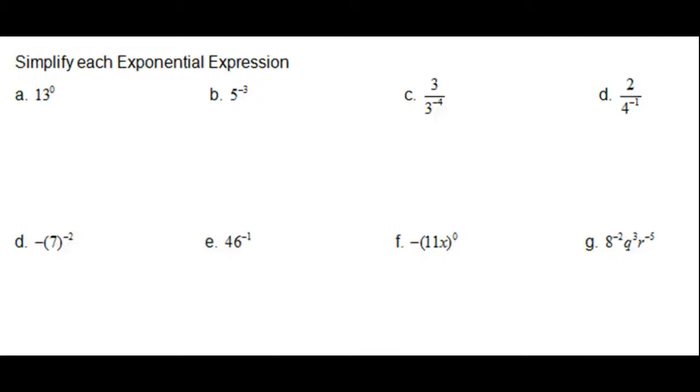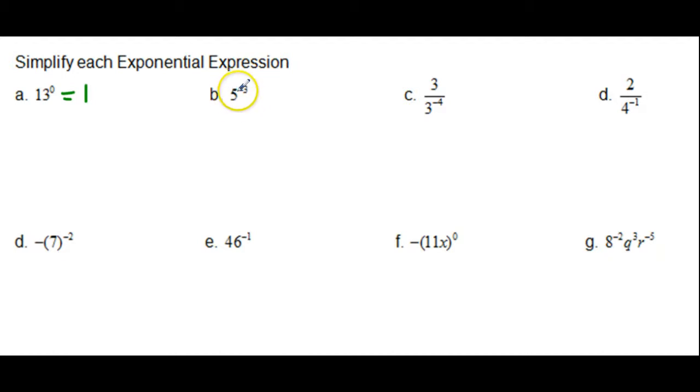Alright, so let's go through these. We're going to simplify each exponential expression, alright? This is all zeros and negative exponents. So the first one, it's 13 raised to the 0 power, and remember from our notes, anything raised to the 0 power is going to equal 1. So that's pretty simple, right?